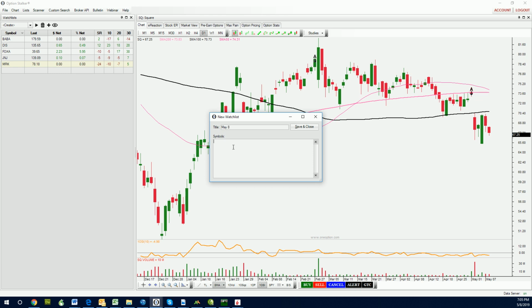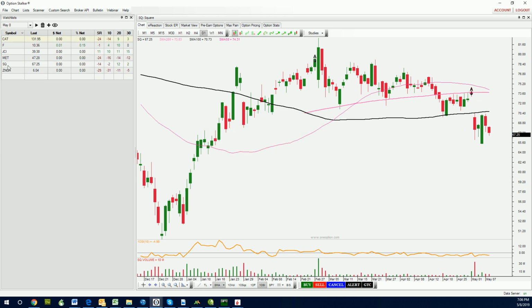And then I'll give you instructions for each one of these. Zynga. I'm going to put Ford. Put JCI. And I'm going to put Met all on the list. And Caterpillar will be a short. And SQ. I'm going to save and close. And then we're going to have specific instructions for each.